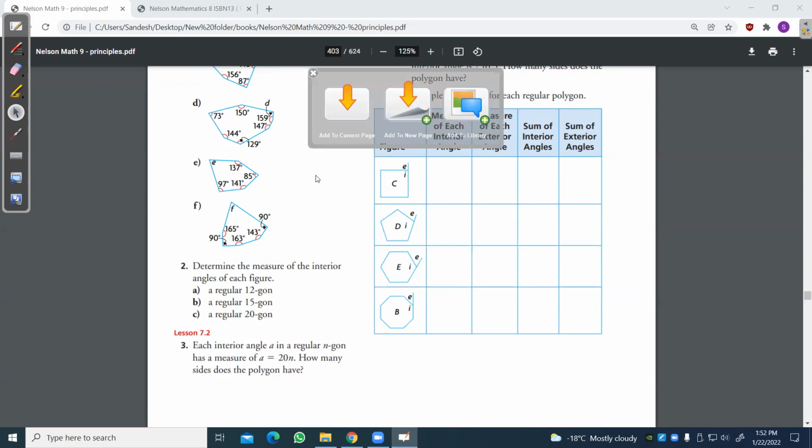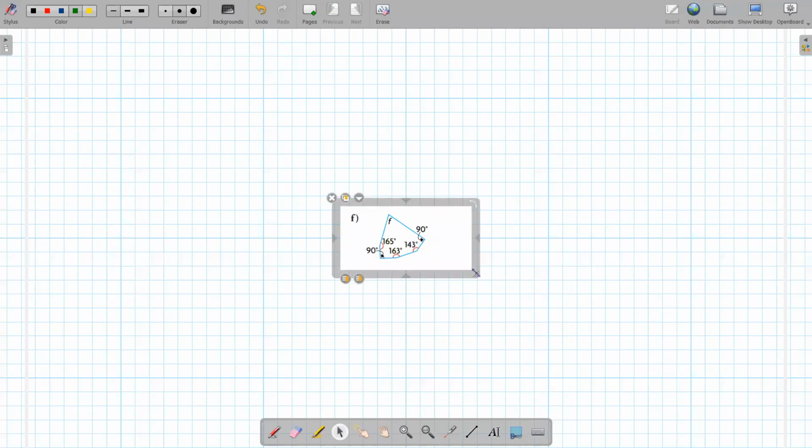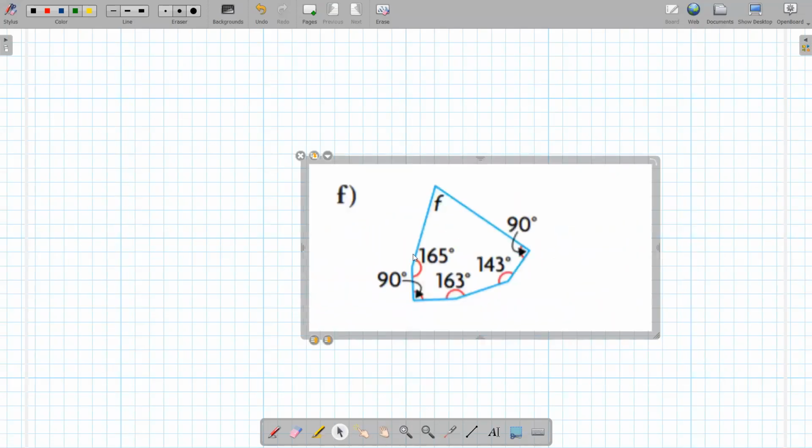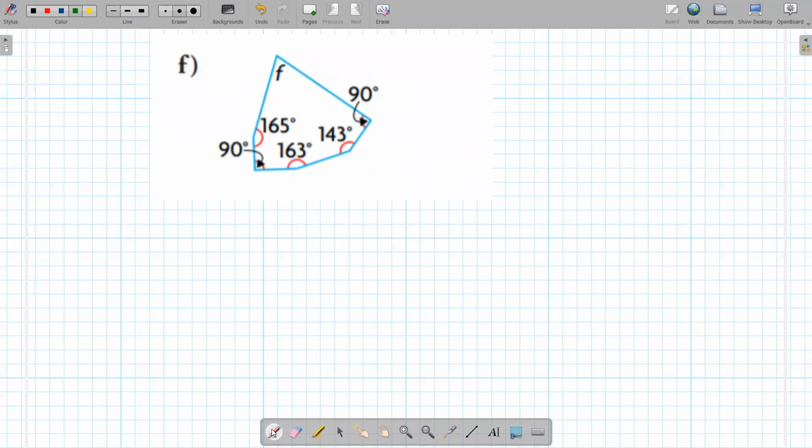Let's just do one of these. The question is: find f, the missing variable that's up top there.